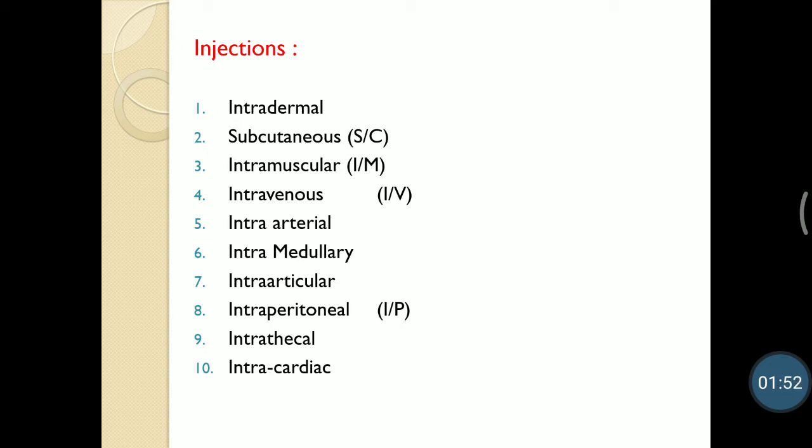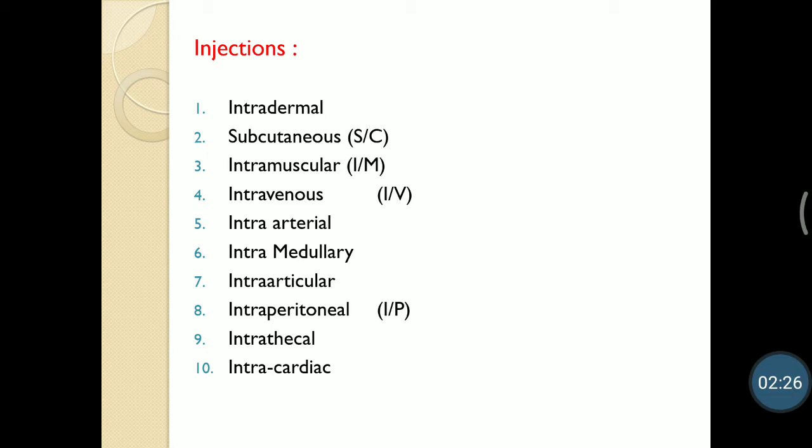In injections we have various types like intradermal, we inject the drug in the dermis. Subcutaneous, we inject the drug in the subcutaneous layer, that is the hypodermis layer. Intramuscular, we inject the drug in the muscular layer. Intravenous, we inject the drug in veins. Intramedullary, we inject the drug in the medullary cavity of bone. And intra-arterial, we inject the drug in arteries.